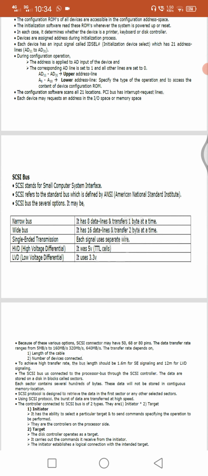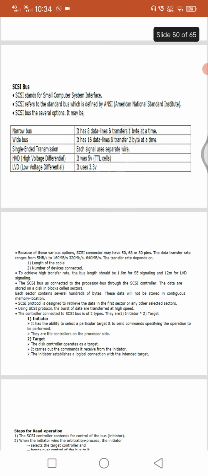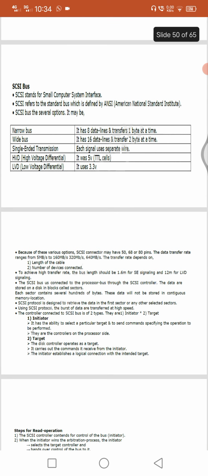and LVD, low voltage differential. The narrow bus has 8 data lines and transfers one byte at a time. The wide bus, as the name itself specifies, has 16 data lines and transfers 2 bytes at a time. Next, in single-ended transmission, each signal uses a separate wire. For the high voltage differential, it uses 5 volts. For the low voltage differential, it uses 3.3 volts.